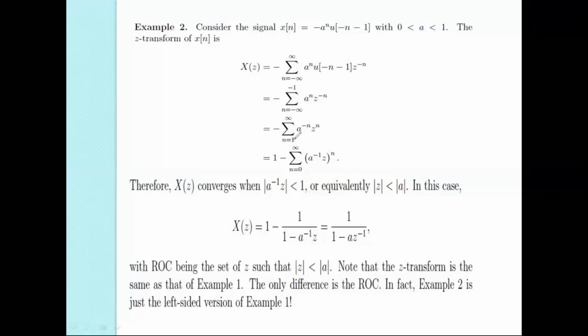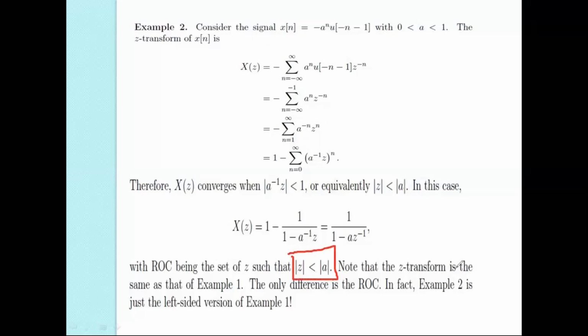N is equal to 1. When you substitute n is equal to 0 here, a power 0, and a to the power 0 is anything power 0, whose value is 1. You can subtract from 1 minus a. Or otherwise, directly using the formula we already know, you can substitute: 1 by 1 minus a. After simplification, you will get 1 by 1 minus a z inverse, with the ROC being the set of z such that z is less than a.